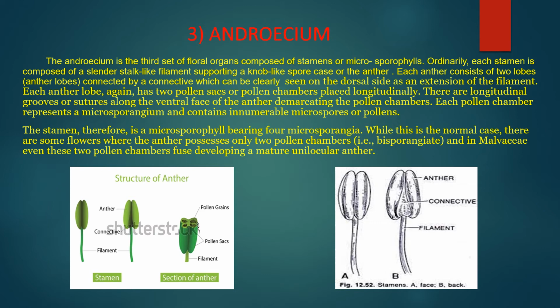While this is a normal case, there are some flowers where the anther possesses only 2 pollen chambers, which we call bisporangiate. In Malvaceae, even these 2 pollen chambers are fused, developing a mature unilocular anther, where there is only a single anther lobe, in the case of hibiscus.